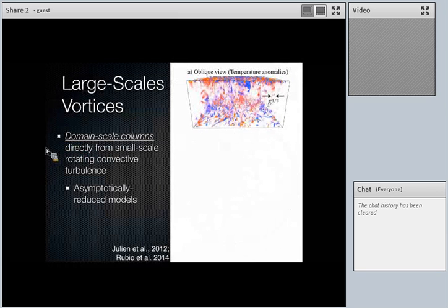Now, is that just a pie in the sky dream of mine, like so many others? And I want to suggest that it's not that crazy of an idea. Here's an image of a rotating convection simulation, or actually two different movies from the same simulation. These are produced by Keith Julien's group at the University of Colorado. This was published in Julien 2012, and more recently from his group, Rubio 2014. And what they're doing is simulating rotating convection in the asymptotic limit of rapid rotation.